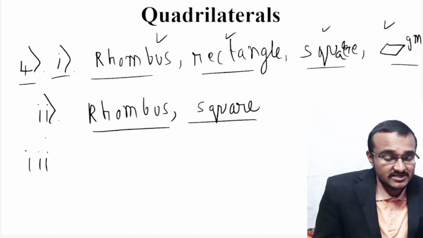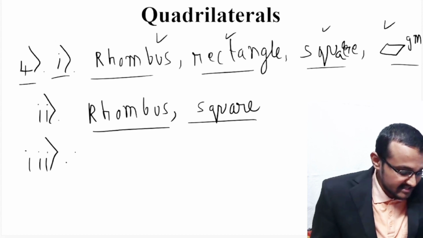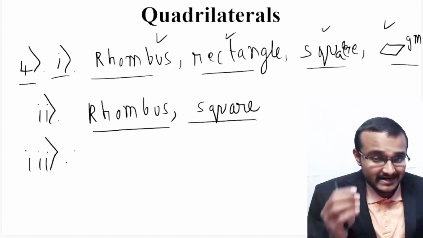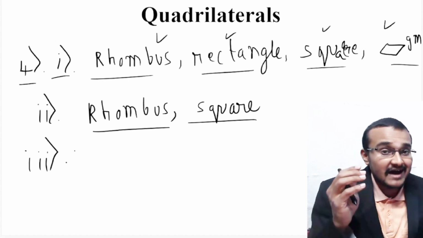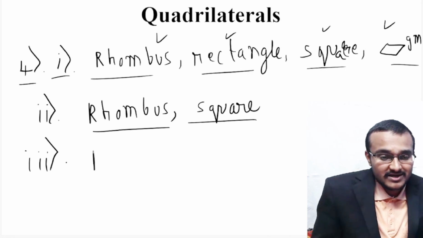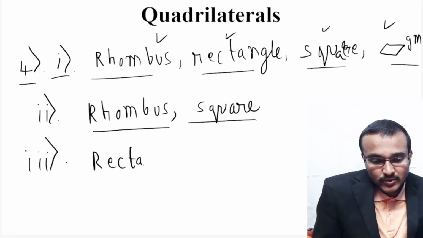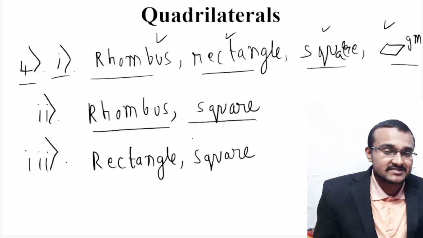Coming to the third question in this particular fourth question, they have asked to name the quadrilaterals whose diagonals are equal. So only in rectangle and square will the diagonals always be equal. So in rectangle and square, diagonals are equal to each other.